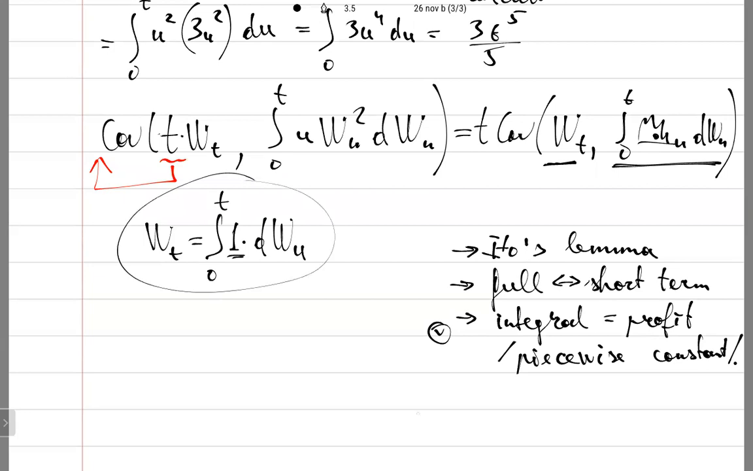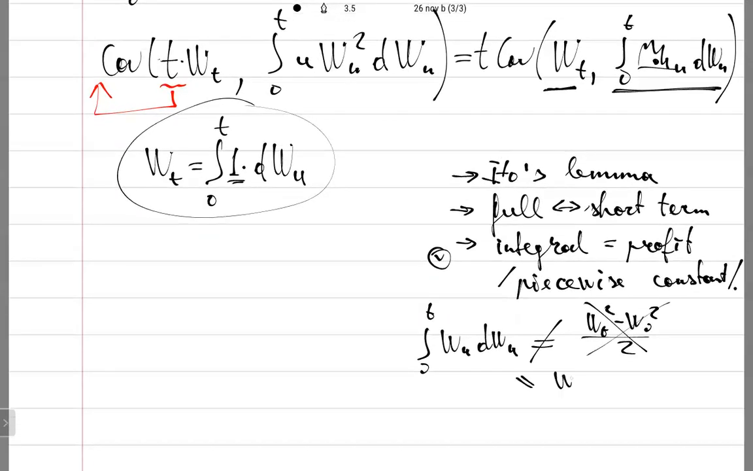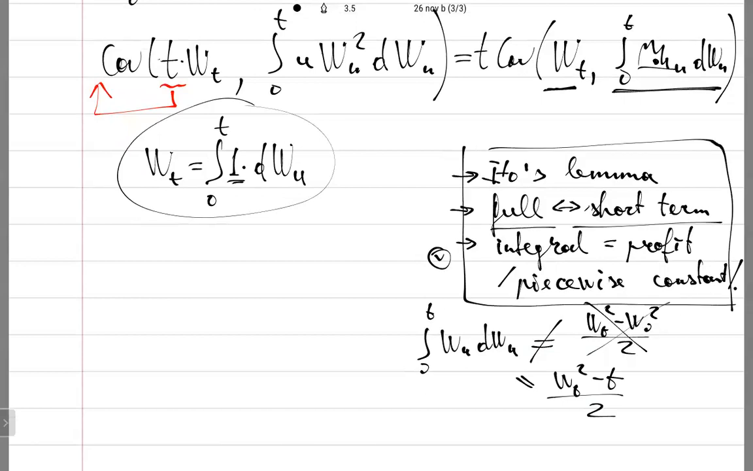But even for this case, it's not WT squared minus W0 over 2. The correct answer is WT squared minus T over 2. So you cannot apply Riemann integration rules to calculate a stochastic integral. Okay, so we may apply 3 ideas: Ito's lemma, full and short-term correspondence, and in the case of a piecewise constant process, just calculate it as a profit.